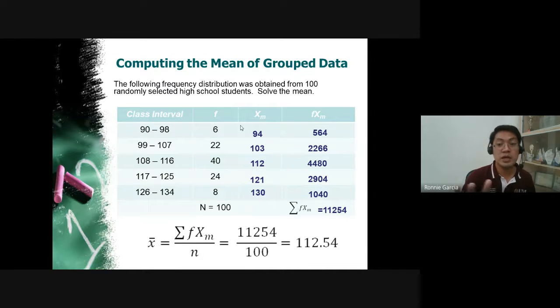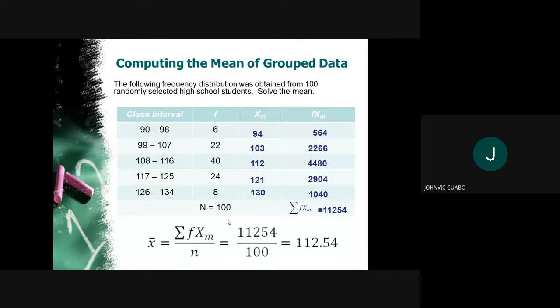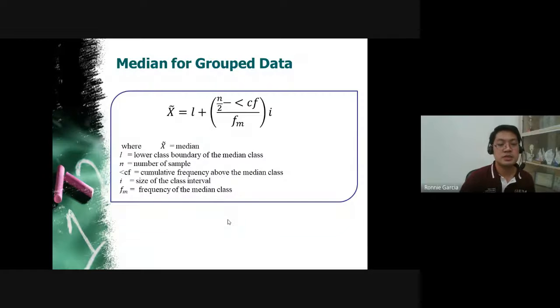Anyway, I will not let you solve this kind of problem in your examination. I'm just presenting this to you para naay idea on saan pagkuha kung grouped na ang gihatag. Klaro ba? Okay, sir. Thank you. Now let's proceed to the median.